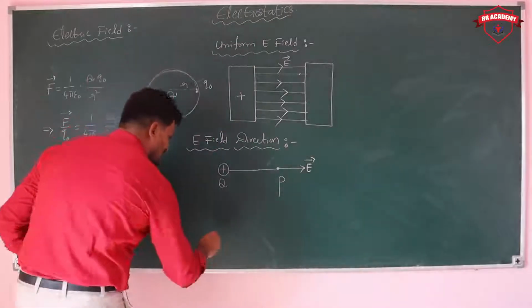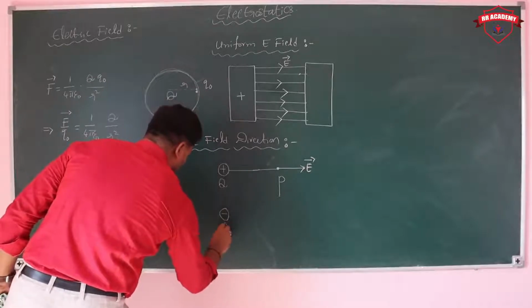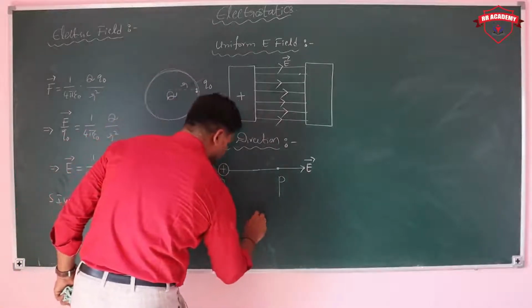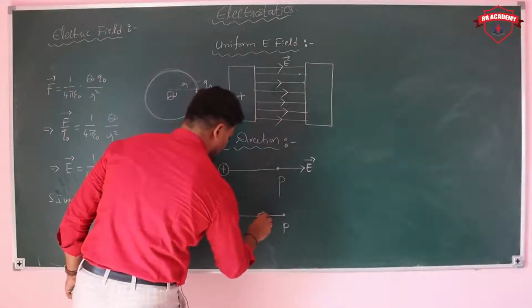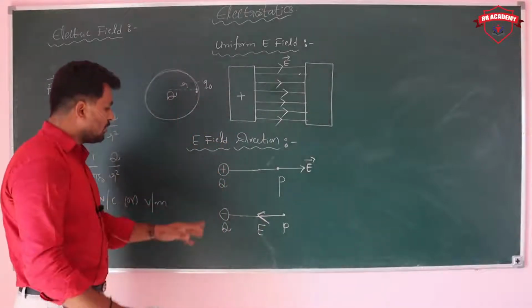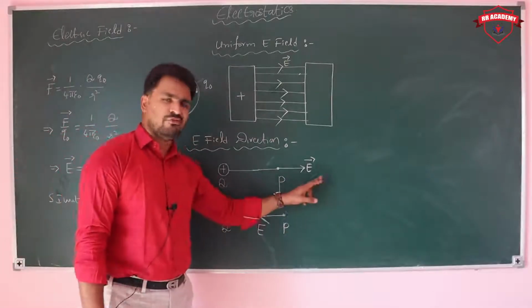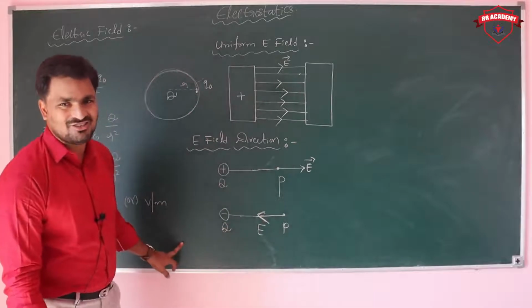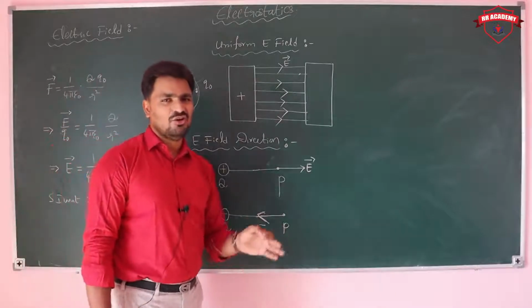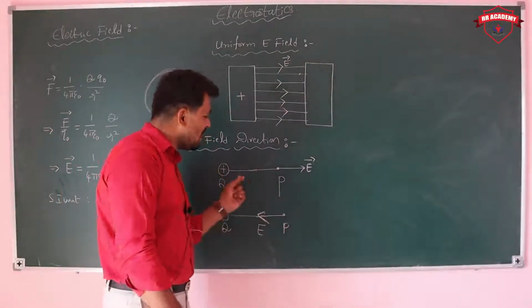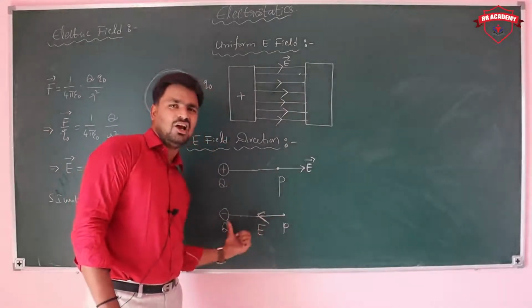Whereas when it comes to a negative charge, if you consider a negative charge here, for a negative charge the electric field will act towards the charge. For positive, away from the charge; for negative, towards the charge. Very important. What is the field direction for a positive charged particle? It is away from that. The field direction for a negative charged particle is towards it.